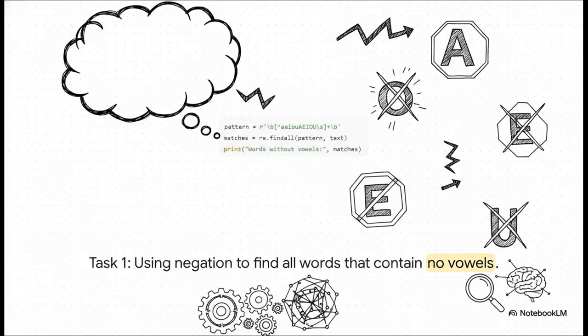All right, first challenge. Let's find words that have 0 vowels. Now I know that pattern on the screen looks kind of intimidating. Don't worry, let's just break it down. The \b at the start and end just means word boundary. It tells the computer to look for whole words.